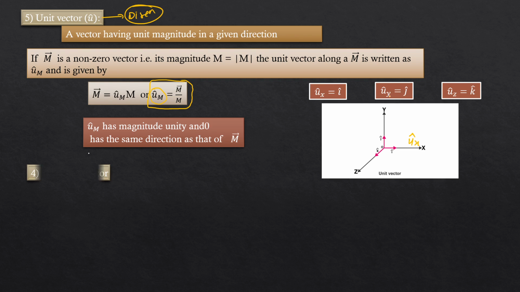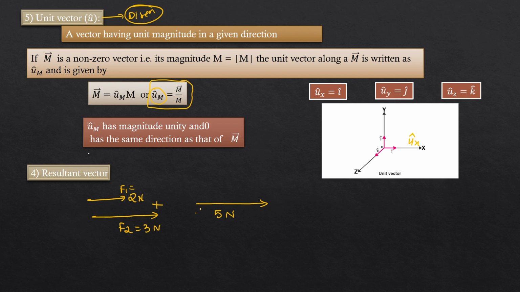Resultant vector: the result of two or three vectors. For example, force 1 is equal to 2 Newton, force 2 is equal to 3 Newton. What is the result? After addition, what will we get? You will get 5 Newton. This is parallel. If they are not parallel, what to do? We will learn that later.